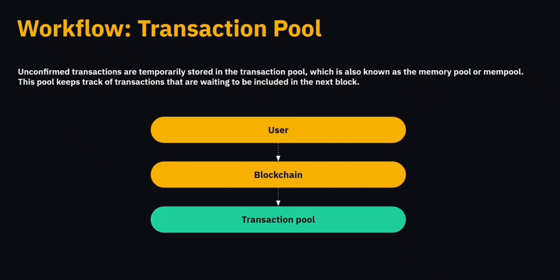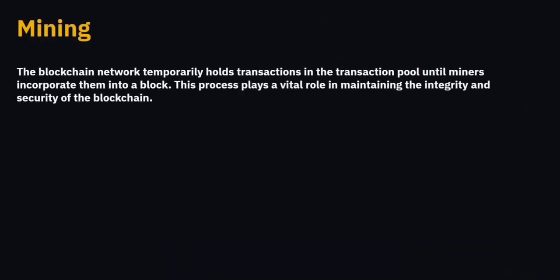Whenever a transaction is broadcasted to the network, nodes receive it and add it to the transaction pool. Miners then select transactions from the pool to include them in the next block. Once a transaction is included in a block and added to the blockchain, it is considered confirmed. The blockchain network temporarily holds transactions in the transaction pool until miners incorporate them into a block. This process plays a vital role in maintaining the integrity and the security of the blockchain.